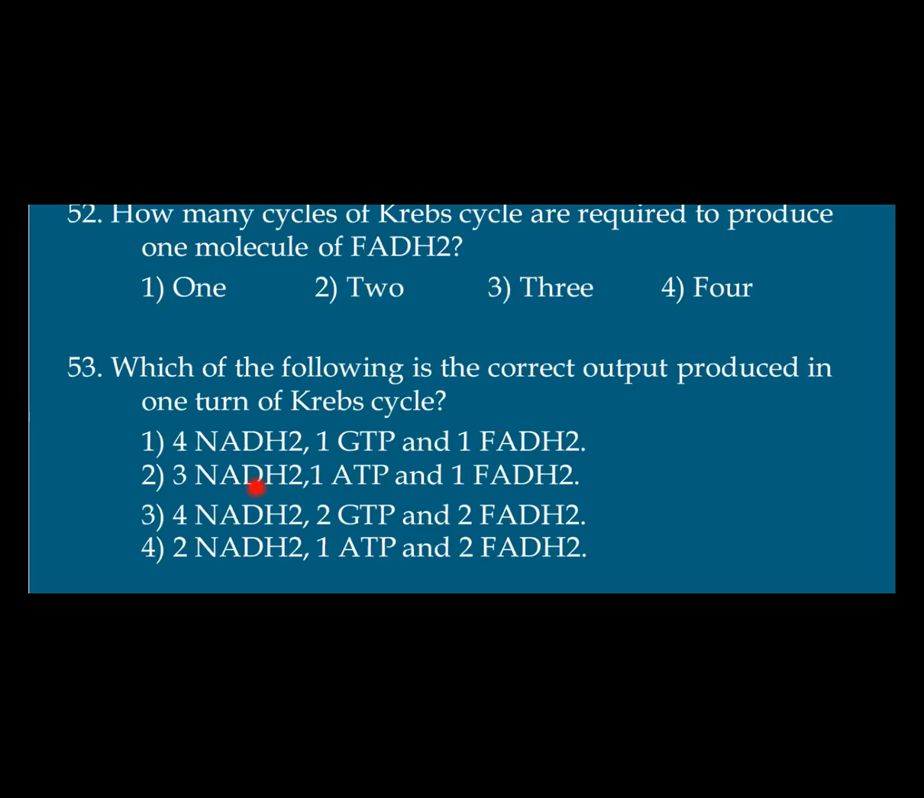Option 2, 3 NADH2, 1 ATP and 1 FADH2. Option 3, 4 NADH2, 2 GTP and 2 FADH2. Option 4, 2 NADH2, 1 ATP and 2 FADH2. Question asked is one turn. You should understand only one turn.